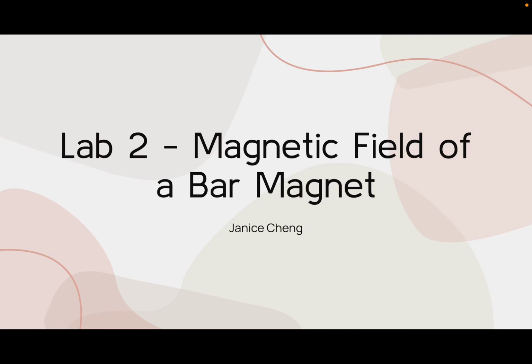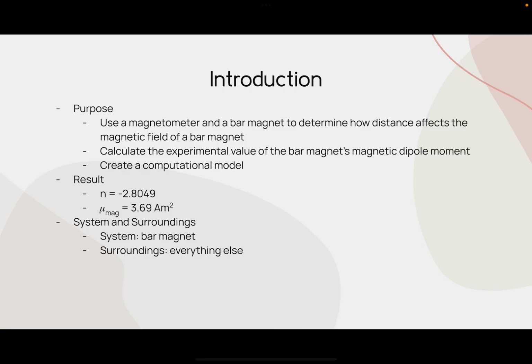This is lab 2, magnetic field of a bar magnet. For this lab, we had to use a magnetometer and a bar magnet to determine how distance affects the magnetic field of a bar magnet. And then we wanted to calculate the experimental value of the bar magnet's magnetic dipole moment and create a computational model. The result was that n is equal to negative 2.8049 and the magnetic dipole moment mu is 3.69.